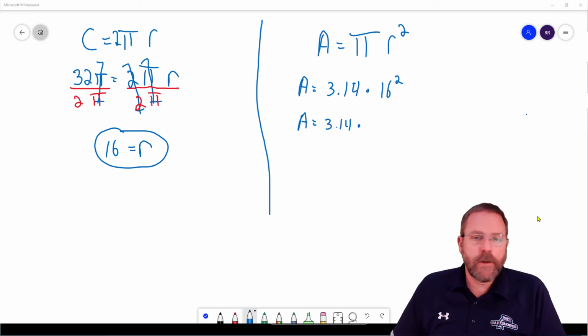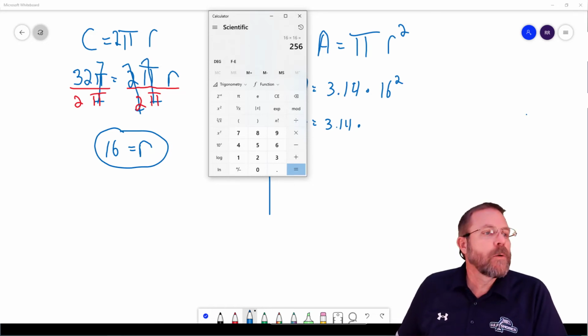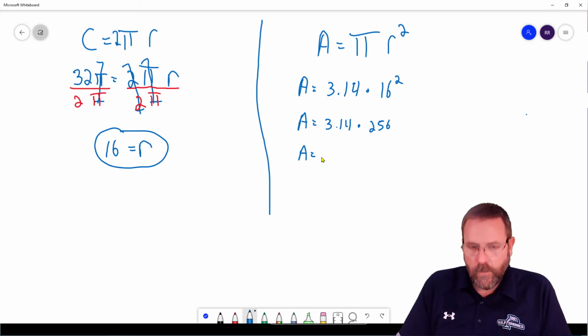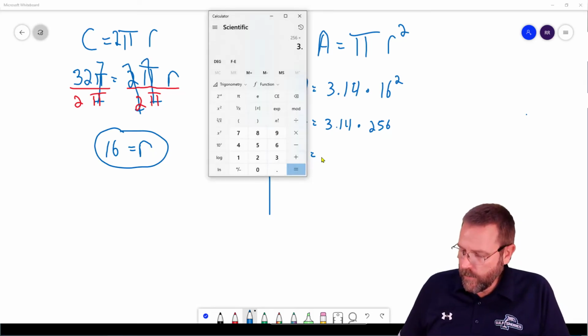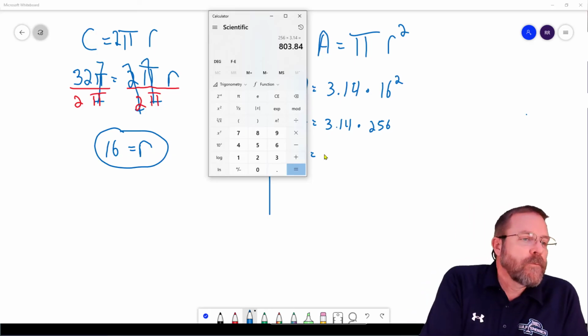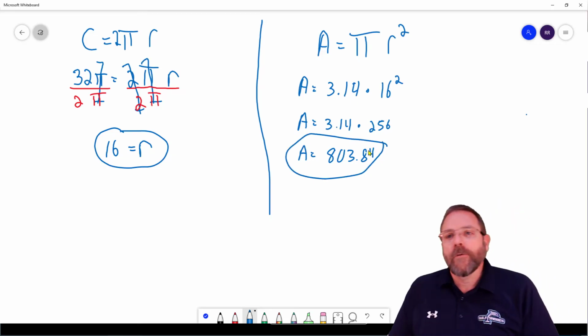From here, area is equal to 3.14 times 16 squared. Well, let's find our calculator, and we'll throw that up there. That's going to be 16 times 16, which is equal to 256. I should have known that. 256. And when we multiply that times our 3.14, we get an answer of 803.84 as being the area of that circle.